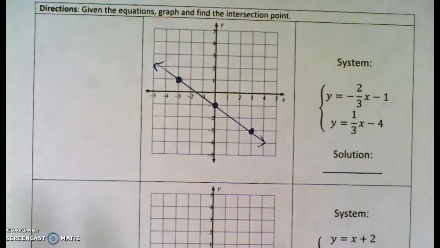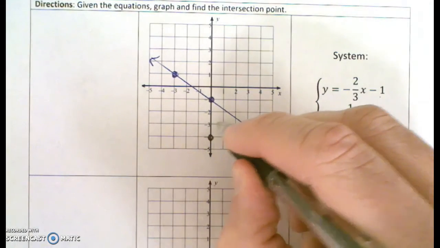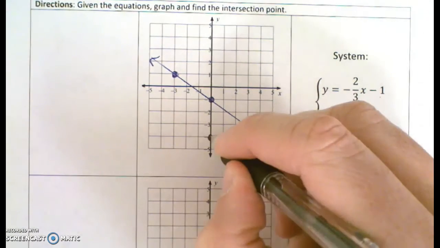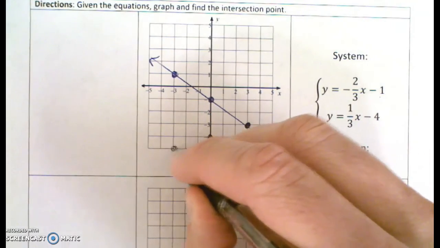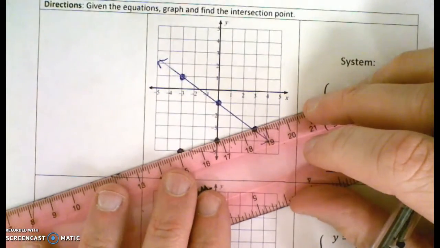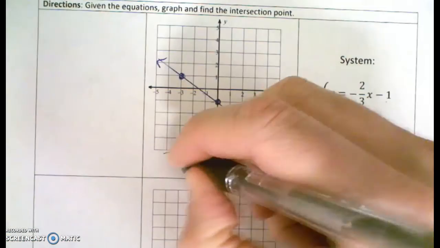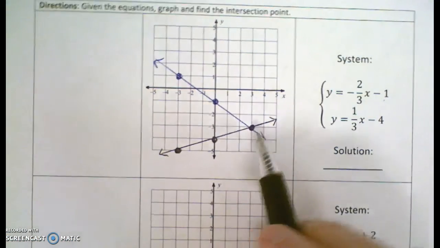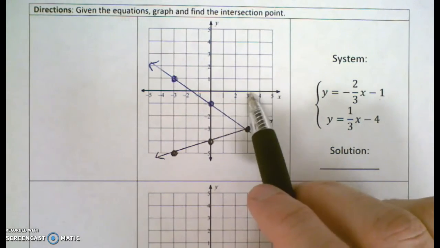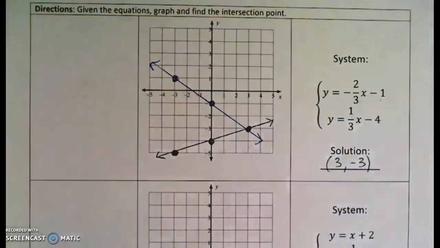So the other line, the y-intercept's at negative 4, and the slope is 1 over 3. So I'm going to put a dot at negative 4. I'm going to go up 1 over 3, so I can already see where the intersection is. And I can go in the reverse, down 1 to the left 3, so I get the whole idea of what the line is going to look like. So my solution here is where are they crossing? So the coordinates are (3, negative 3). That's graphing lines and finding solutions.